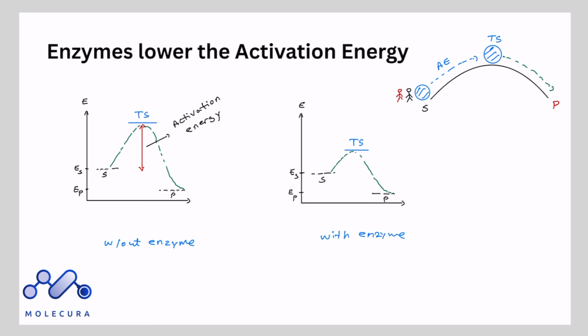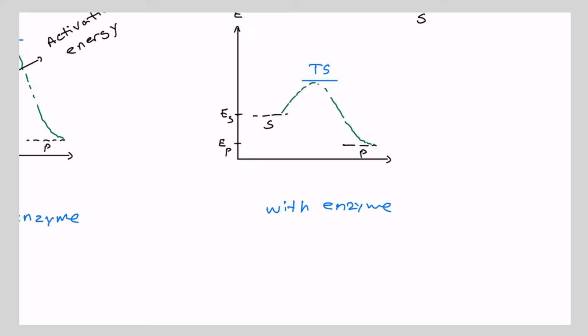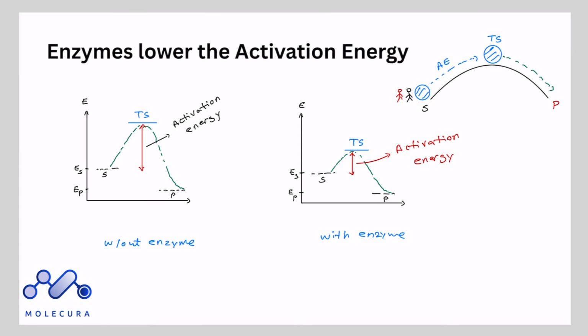And as you can see here, there is a clear difference between the two. So this is our activation energy. This is our activation energy. Now, as you can see, what has happened here is that the enzyme has taken this activation energy, which was a large amount, and has made it into a smaller activation energy.